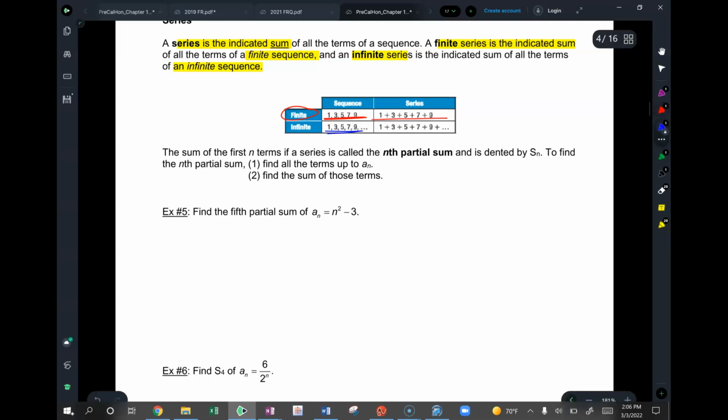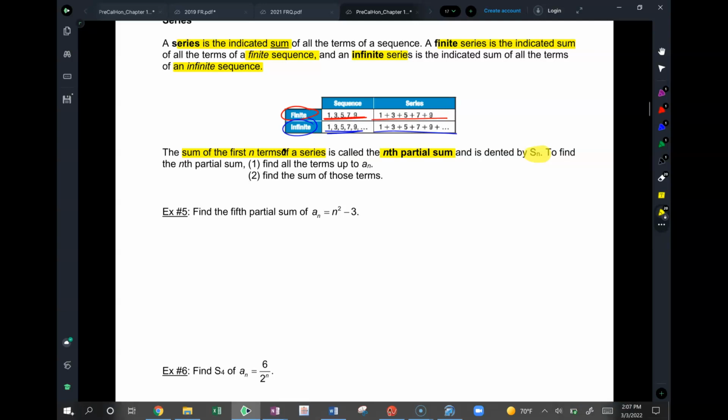This is an infinite sequence because it goes on forever. This is the infinite series that corresponds to that one. Do you see how you just keep adding numbers after one another? So the nth partial sum is the sum of the first n terms of a series, and it's given the symbol S sub n. To find the nth partial sum, you find all the terms and you add them up.